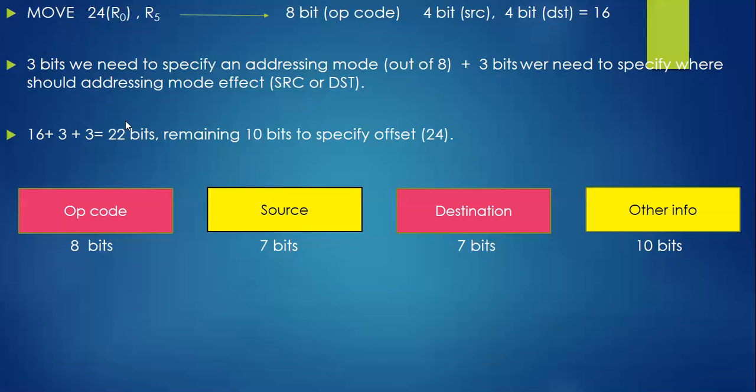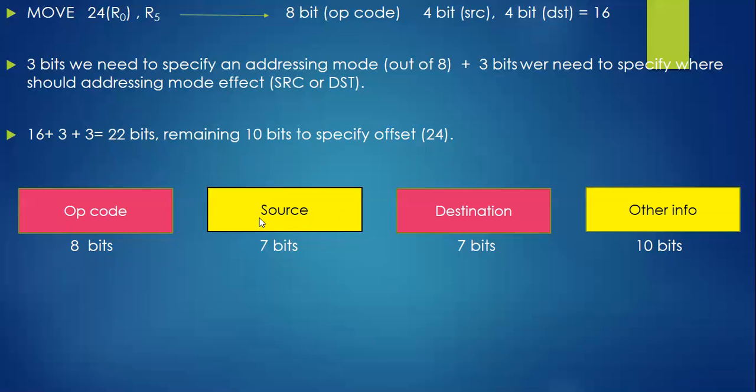it is in a source location or in a destination location. How much will it be? 22 bits. The remaining 10 bits are to specify the offset. So the rest of the 10 bits, see, 22, and the capacity is 32. What is left? Exactly 10 bits. These 10 bits will be utilized for other information or else for this kind of offset. This is what we are representing over here.